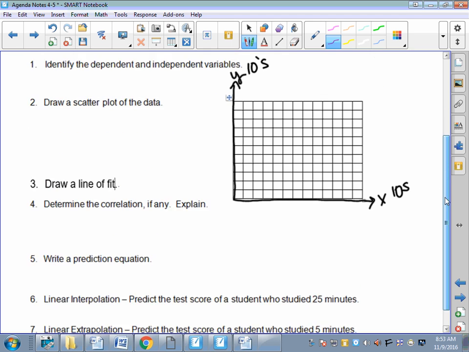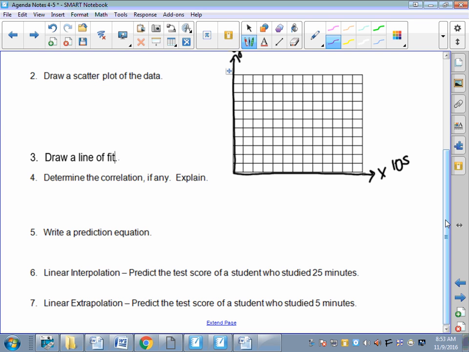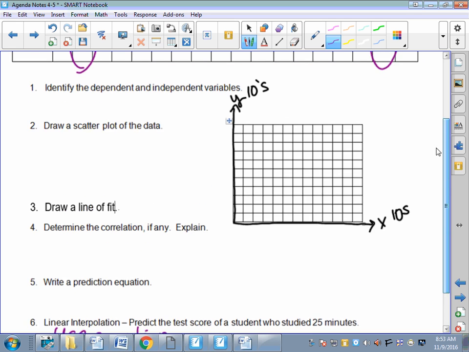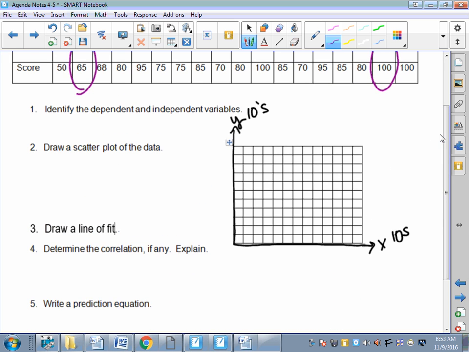Once you write that prediction equation, use the equation that you wrote in number 5 to predict the test score of a student who studied 25 minutes, and use that same equation that you wrote in number 5 to predict the test score of a student who studied 5 minutes. 5 minutes is not on the graph. We don't have any data from 5 minutes. Okay. That is it for lesson 4-5.